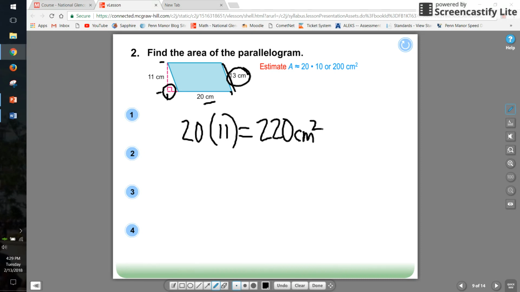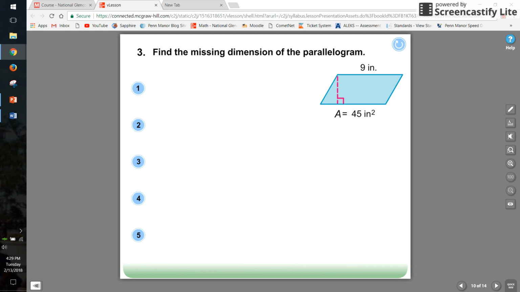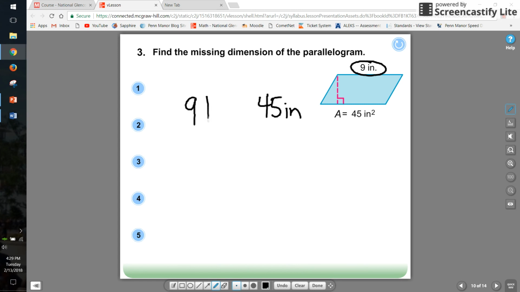One more example. Sometimes we can have the area, in this case it's 45 inches squared. We have the base, which is 9 inches, but we don't have the height. Is this algebra? Maybe. How would I solve for h? Well, I would isolate the variable. Just sounds like algebra.